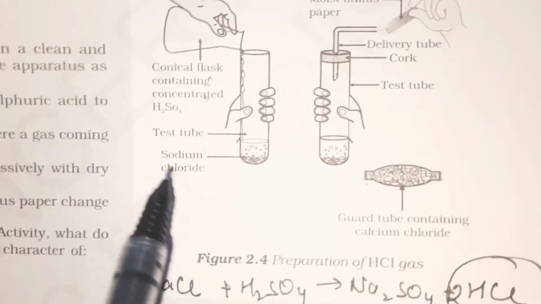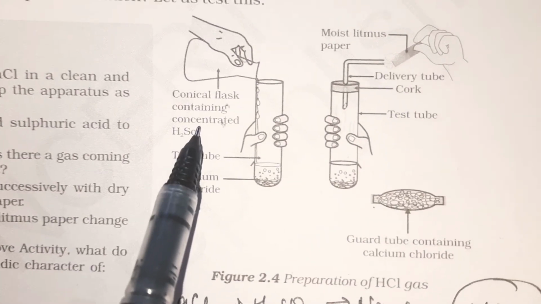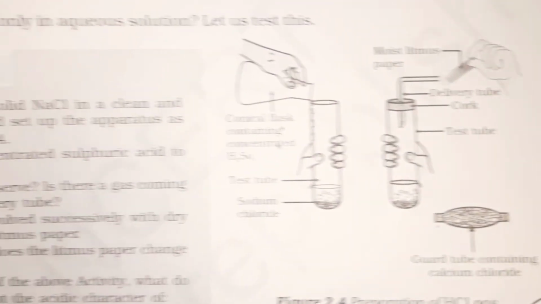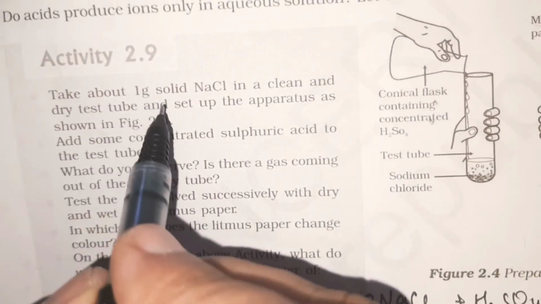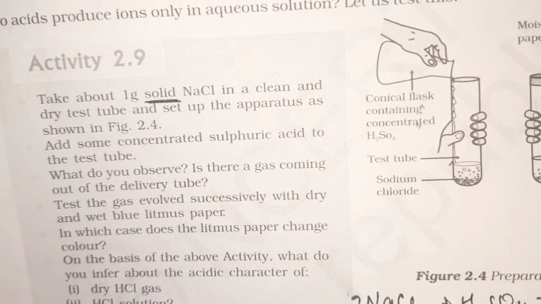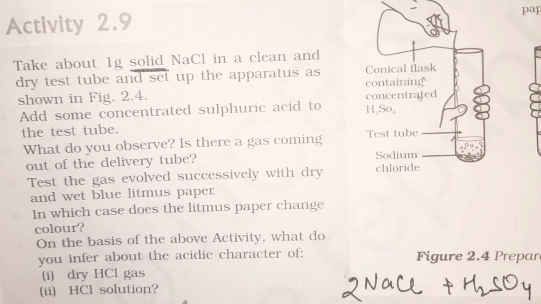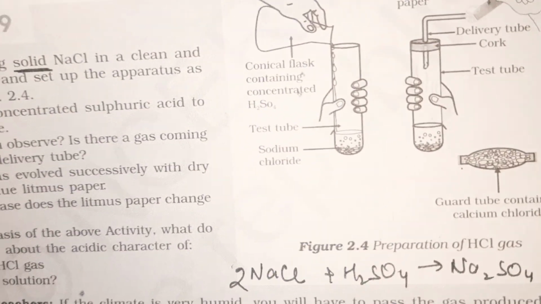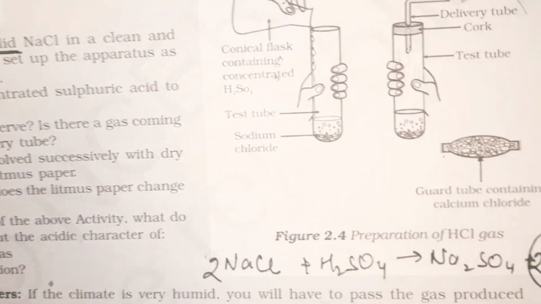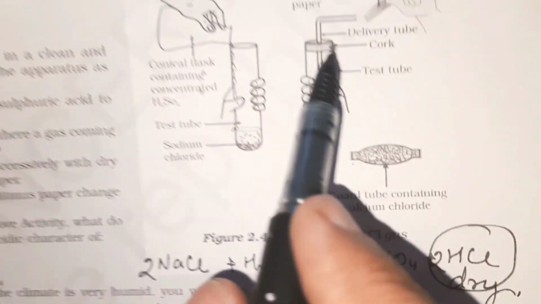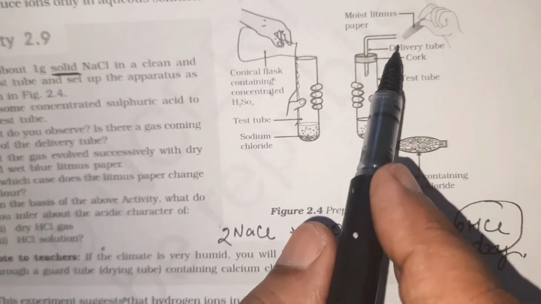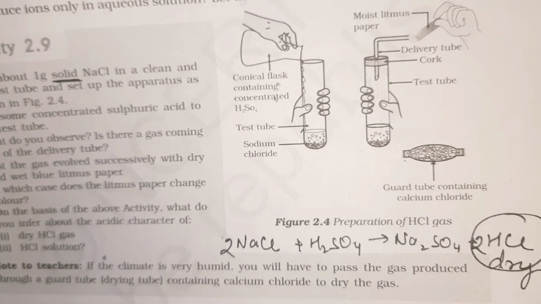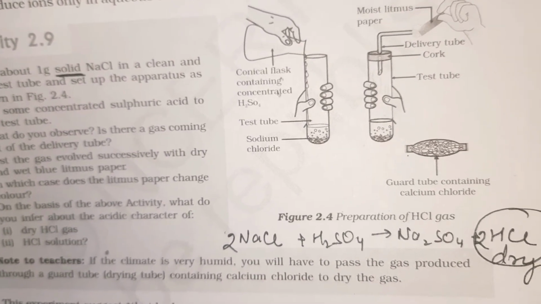Now what is happening? We have taken concentrated sulfuric acid, and sodium chloride is taken in the solid form. We can see here it is written in the activity that sodium chloride is taken in the solid form. Now when solid sodium chloride is taken and concentrated sulfuric acid is made to come in contact with this solid NaCl, dry HCl will be produced. And when a dry litmus paper is brought near it, what will happen? No change in color will be observed.